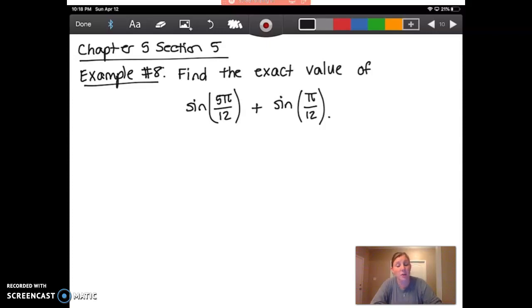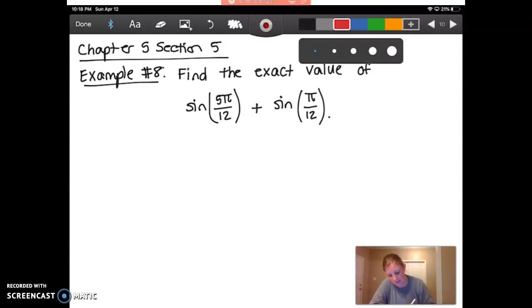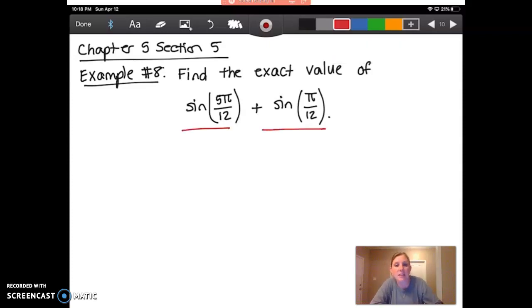All right, guys, I know you are incredibly sad because this will be the last example that we use with your foldables. So this is the end of the trigonometric identities. On this one, we're actually going to be using the sum to product identities. You can see here we have a sine plus another sine.